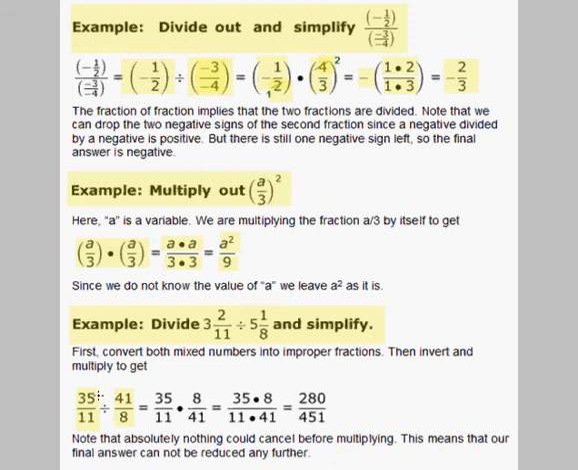Don't do any canceling yet. First invert and write as a multiply problem. We rewrite this as 35/11 times 8/41, and now we can cancel if we can, but there are no common factors, so we just have to multiply this out as it is. 35 times 8, if you multiply that out, you'll get 280, and 11 times 41, if you multiply that out, you will get 451. And you can't reduce this anymore. So our final answer is 280 over 451.